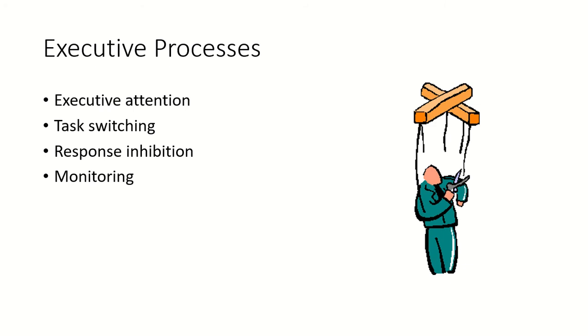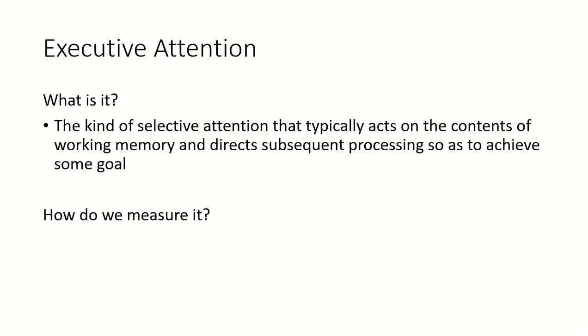So there are several executive processes that we're going to talk about, and in this particular video, we'll first start talking about executive attention. Now, what is executive attention? It's the kind of selective attention that typically acts on the contents of working memory and then directs subsequent processing so as to achieve some goal.